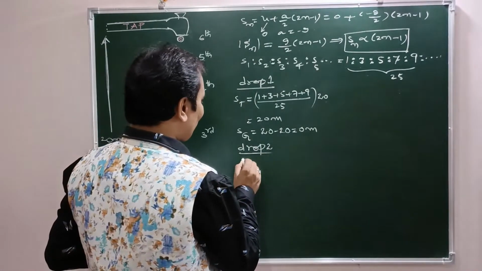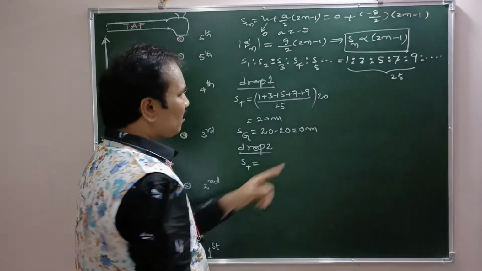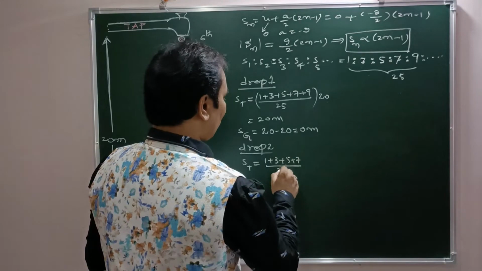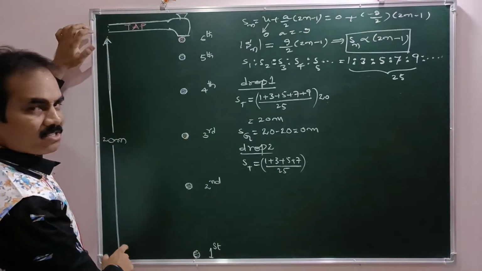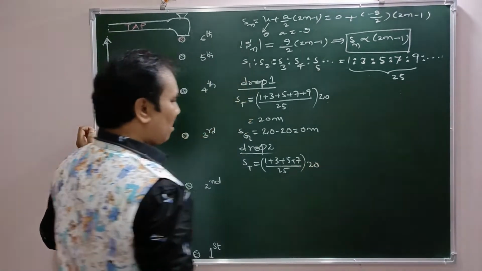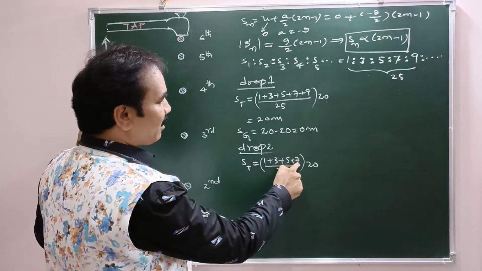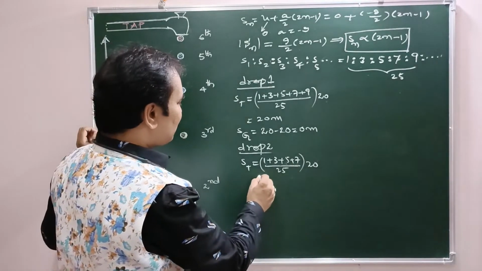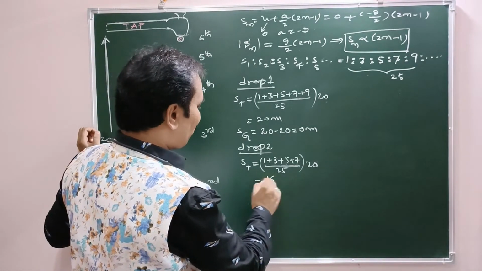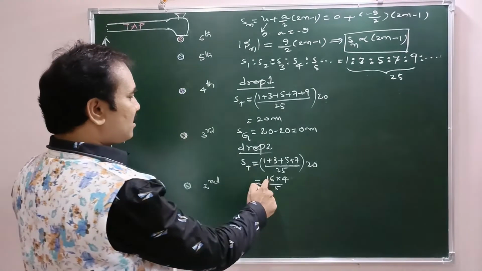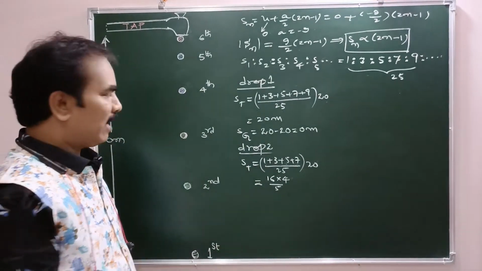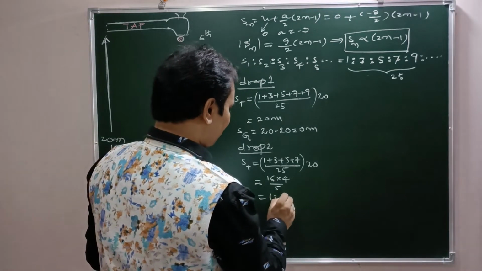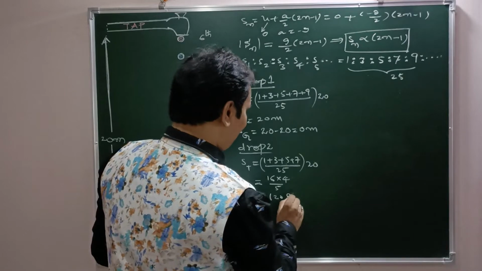So what is the distance covered by the second drop from the tap? That is 1 plus 3 plus 5 plus 7 out of 25 parts, of the 20 meters, right? Now 3 plus 1 is 4, 4 plus 5 is 9, 9 plus 7 is 16. So 16 into 20 by 25, which means 4 by 5. That is 16 into 4 by 5, so 16 into 4 is 64. 64 by 5, that is ST equal to 64 by 5, which means 12.8 meters. Am I right?